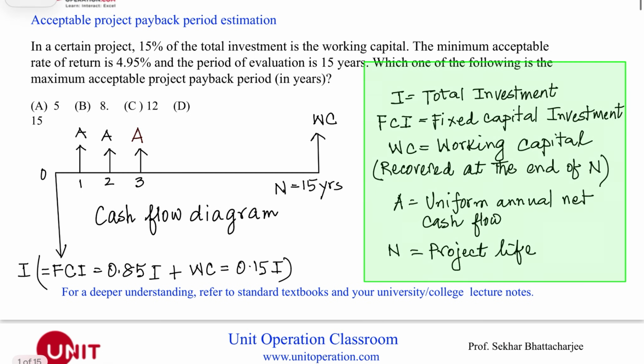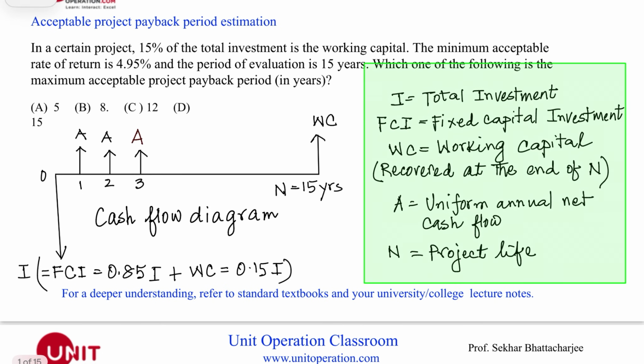In a certain project, 15% of the total investment is working capital. The minimum acceptable rate of return is 4.95%. That's what the investors want. And the period of evaluation is 15 years. Let's assume this is the life of the project. Which one of the following is the maximum acceptable project payback period? That is when you can just get a return on your investment.